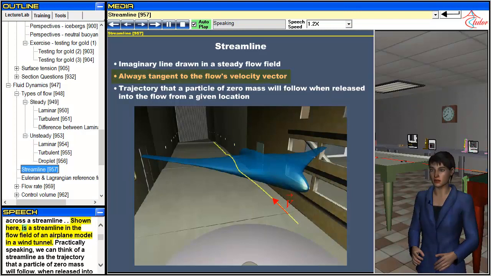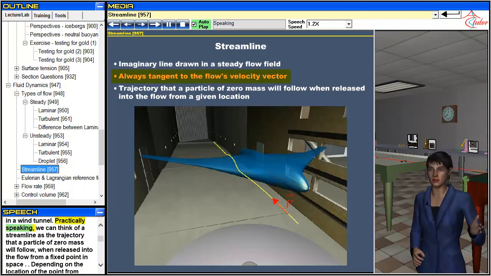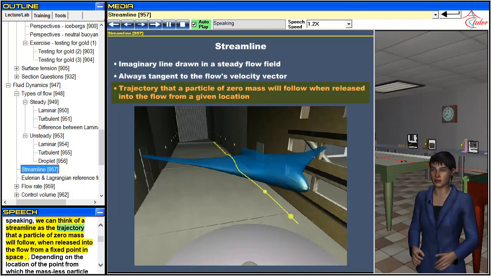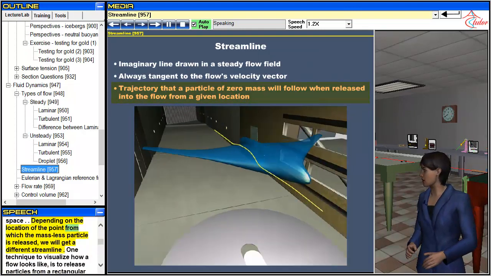Shown here is a streamline in the flow field of an airplane model in a wind tunnel. Practically speaking, we can think of a streamline as the trajectory that a particle of zero mass will follow when released into the flow from a fixed point in space. Depending on the location of the point from which the massless particle is released, we will get a different streamline.